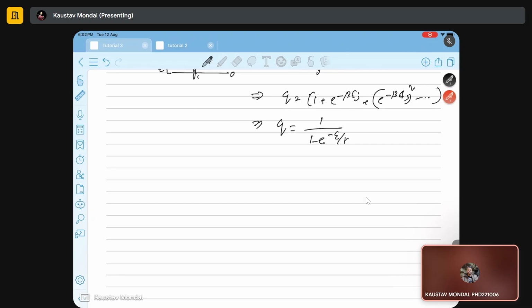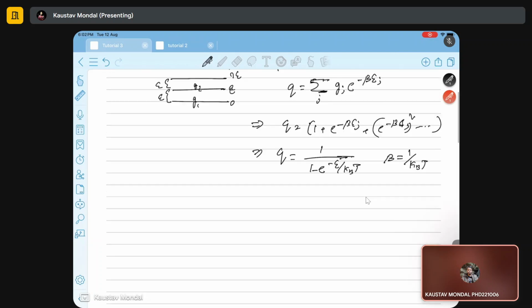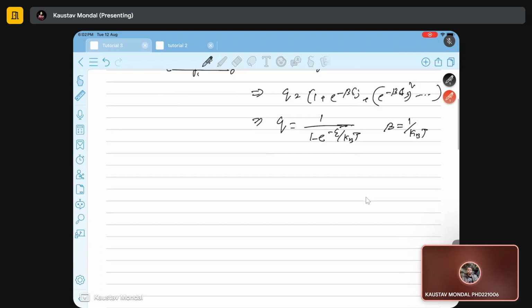For the time being, let's suppose the value of beta is 1 by kT. In today's lecture, we will show how this beta equal to 1 by kT comes about. But for now, we have considered the beta value as 1 by kT.